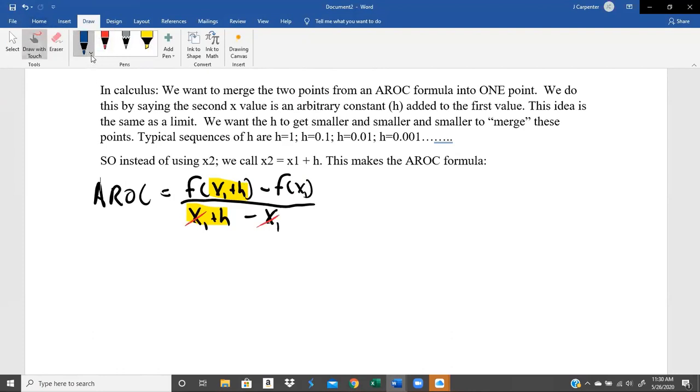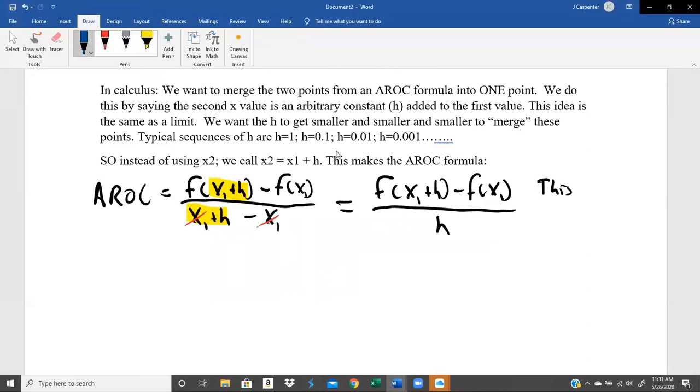And what this thing turns into is f of x1 plus h minus f of x1. The top does not change, but the bottom does. The bottom is just an h. This right here is known as, and again, this was seen in calculus, the difference quotient. But we don't have to use the little sub 1's.